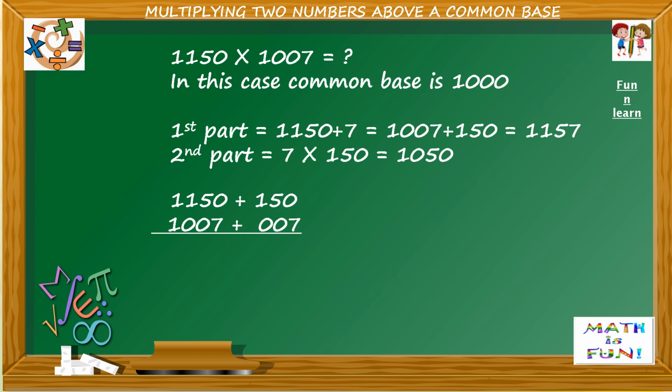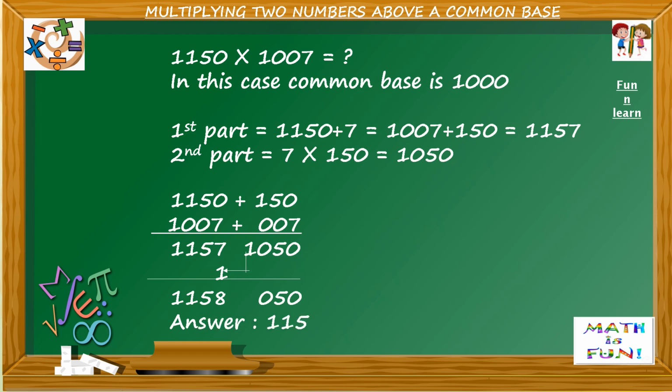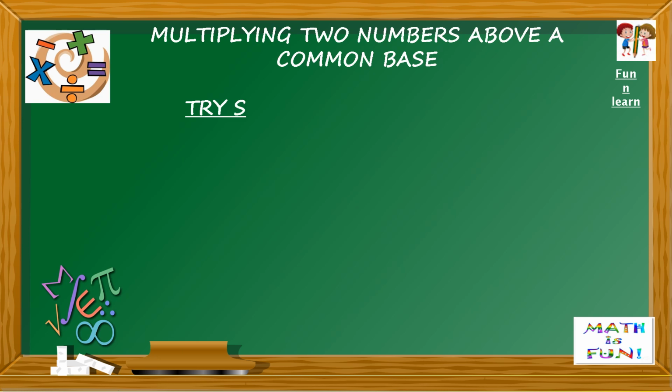As second part is 1050, which is above common base 1000, 1 from second part will be added to the first part 1157. So first part will become 1158 and second part will become 050. So answer for 1150 into 1007 will become equal to 115850. I hope friends, this video will help you to multiply two numbers above a common base.